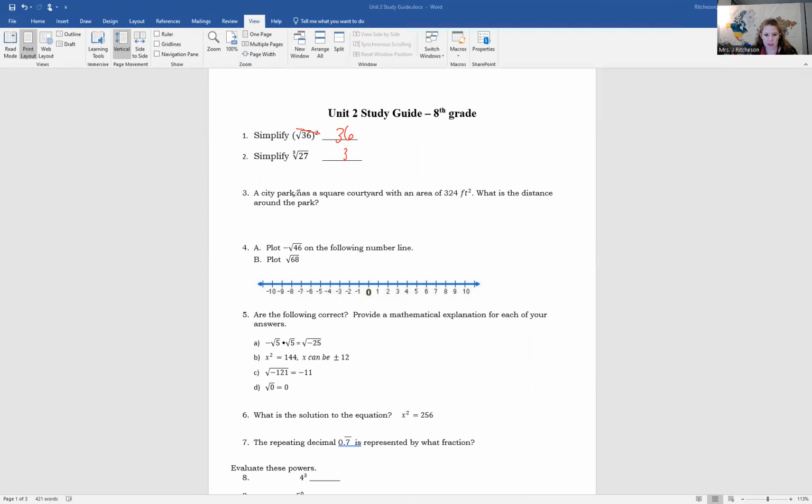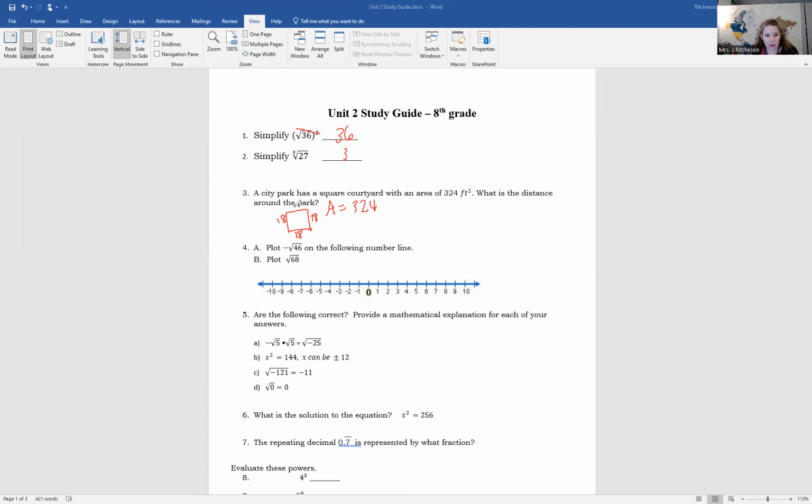All right, number 3. The city park has a square courtyard. The area is 324 feet squared. What is the distance around the park? So we're looking for perimeter. The first thing we're going to do is figure out what is the square root of 324, which is 18. So each side of this park is 18 feet.